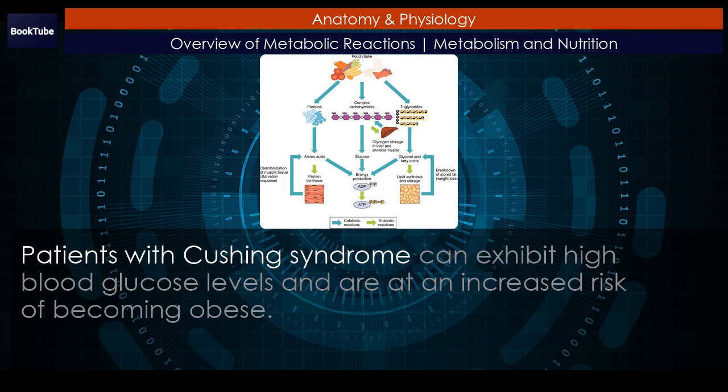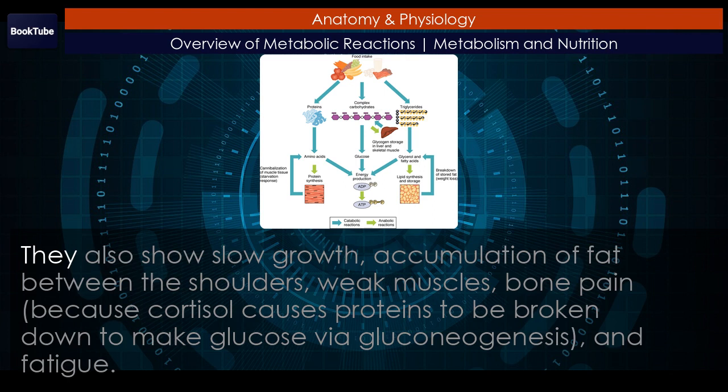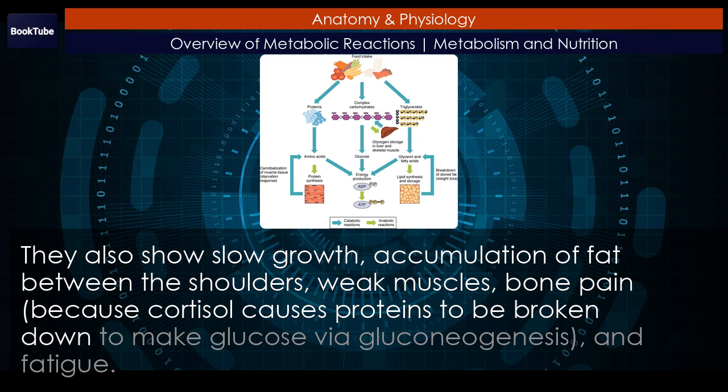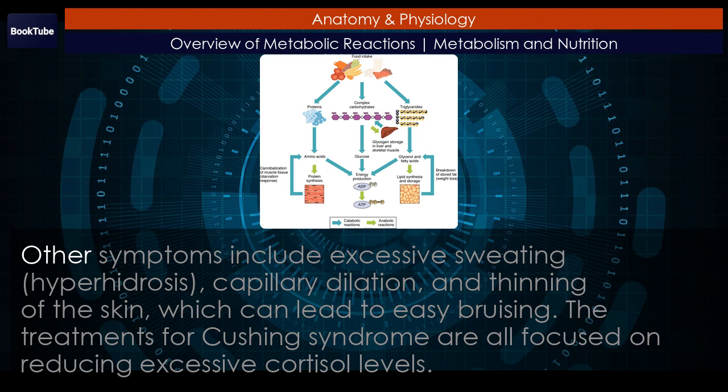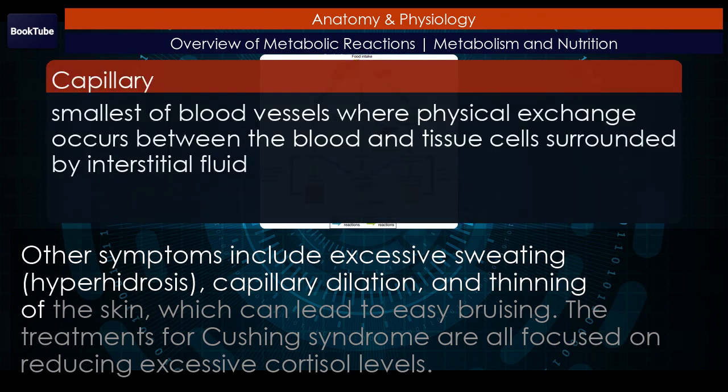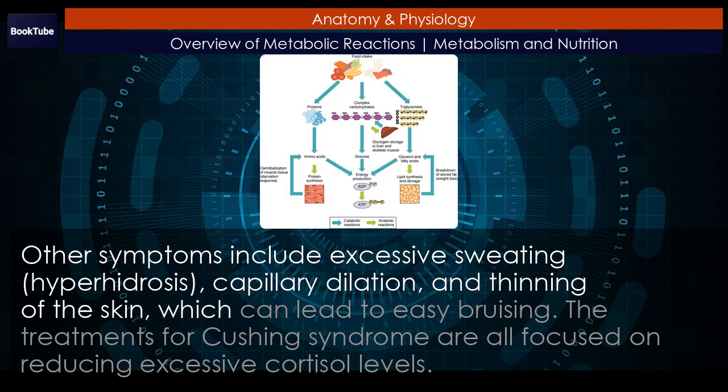Patients with Cushing syndrome can exhibit high blood glucose levels and are at an increased risk of becoming obese. They also show slow growth, accumulation of fat between the shoulders, weak muscles, bone pain, because cortisol causes proteins to be broken down to make glucose via gluconeogenesis, and fatigue. Other symptoms include excessive sweating, hyperhidrosis, capillary dilation, and thinning of the skin, which can lead to easy bruising.